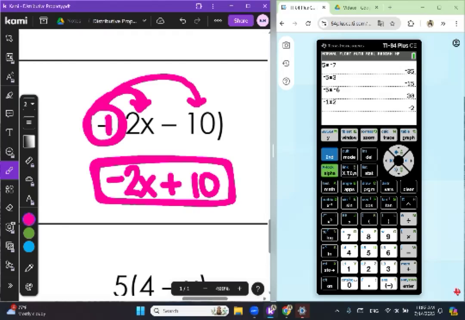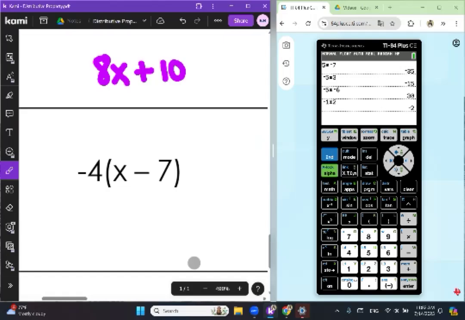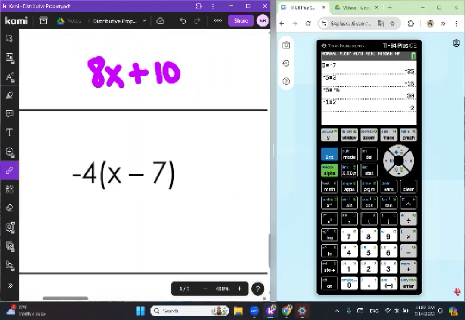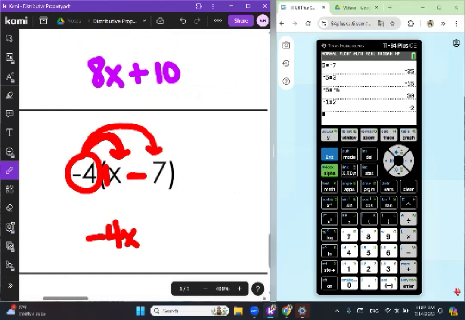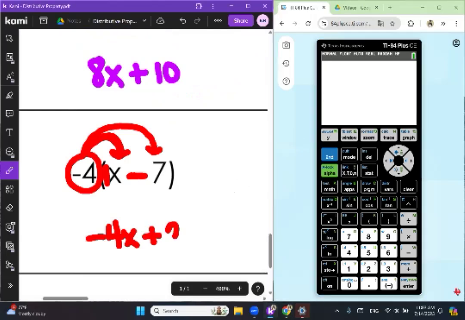But once again, I would prefer if you typed it in the calculator each time so you don't make silly mistakes. Number 4. We're multiplying the -4 times x. Uh-oh. I'm multiplying -4 times a letter. There's no number. Wrong. The number in front of x is a 1. So -4 times 1, -4x. Then we take the same -4, multiply it by what? -7. Don't forget to check for that. Negative times a negative makes a positive. 4 times 7 is 28. Very good.